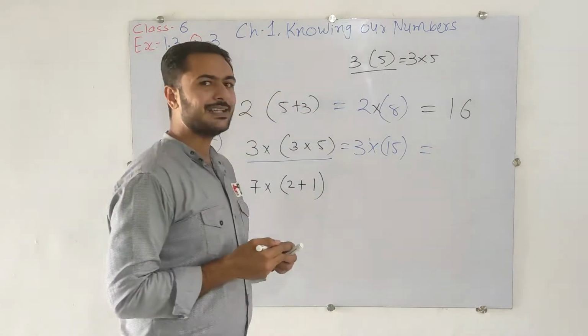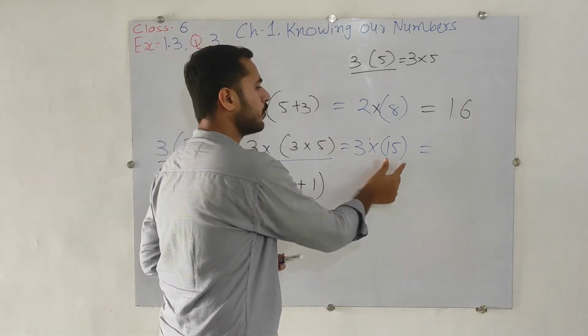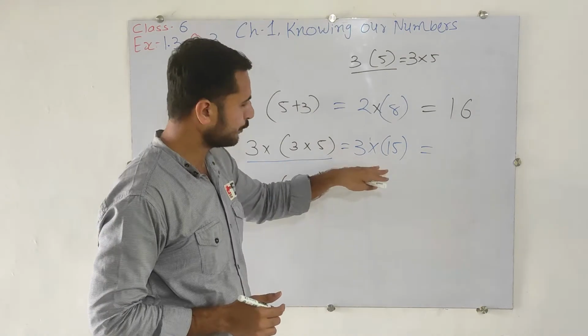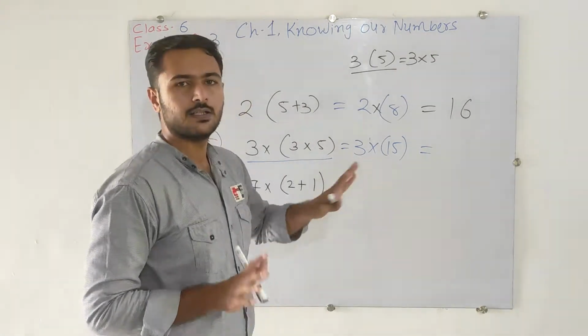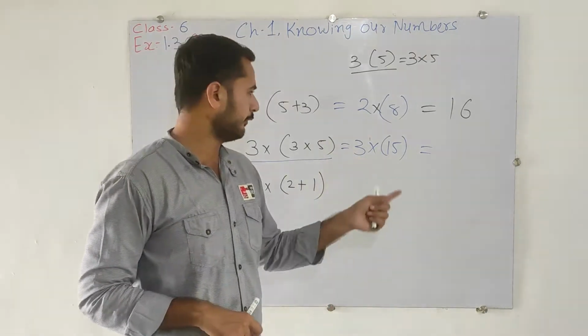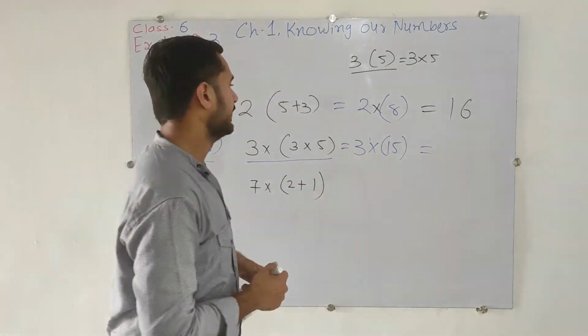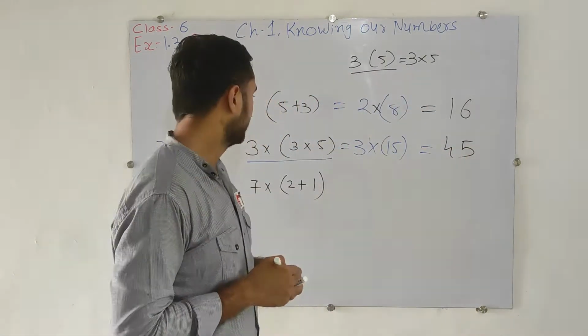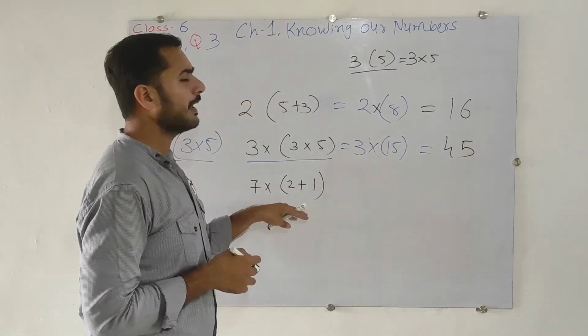Now, in the next step, here I am just doing the bracket, but no need to do bracket because we have already solved the bracket. So if we do not write bracket over there, answer will be same. There is no change. Here, 3 multiplied by 15. So 15 3s are, that is 45. Now, the next, that is 7 multiplied by 2 plus 1.